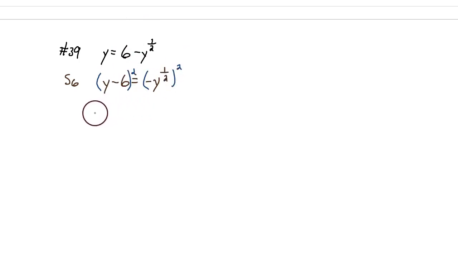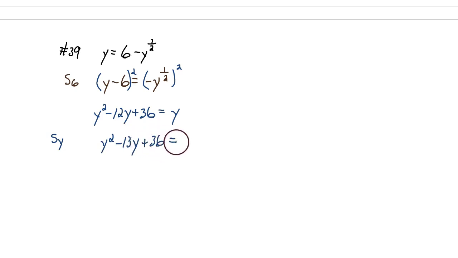On the left side, we have y squared minus 12y plus 36. On the right side, a negative squared makes positive, and when you multiply those exponents, they cancel, just leaving the y. This is a quadratic equation, so let's get equals 0 by subtracting y from both sides. y squared minus 13y plus 36 is equal to 0.